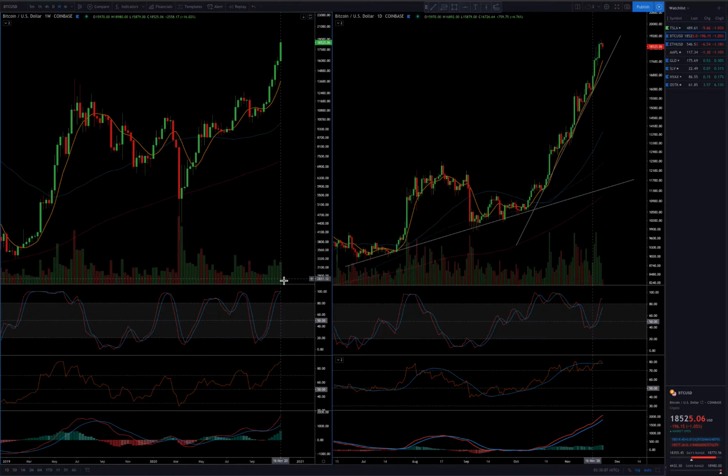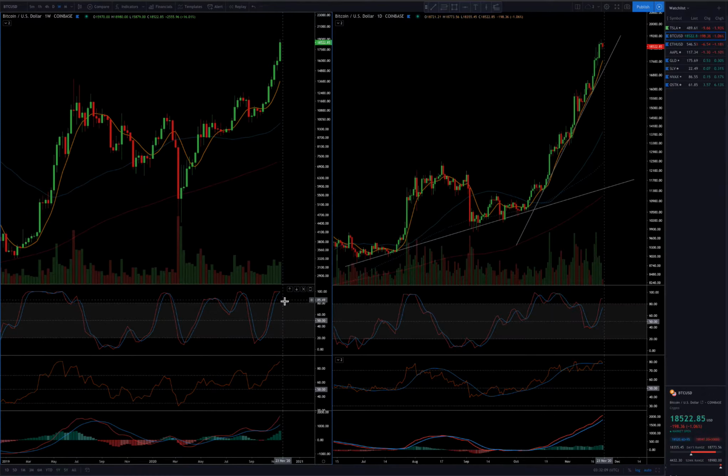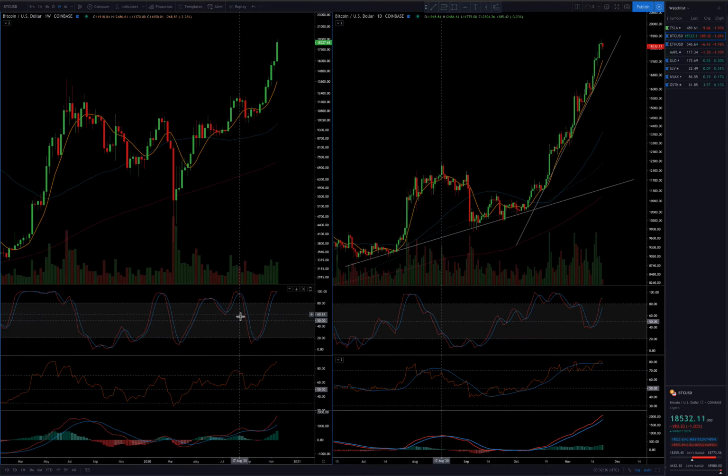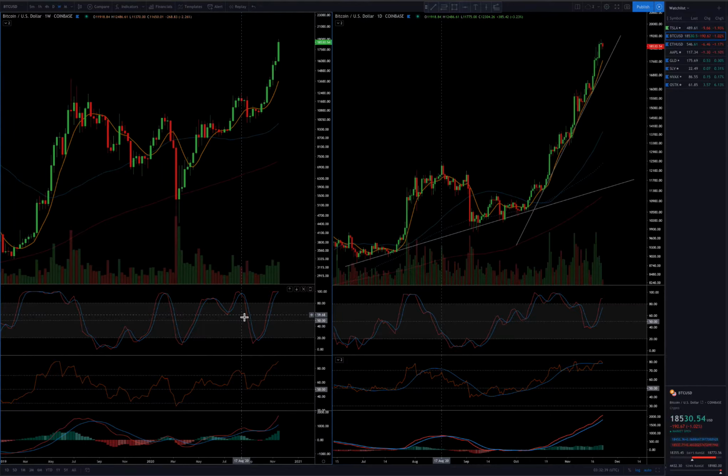And coming down here to my Stoch RSI, we see that it's potentially forming a cross on the Stoch RSI here, and that may indicate some weakness in momentum. As you can see in previous crosses on the Stoch RSI, it indicated short-term weakness, some consolidation in price before a move up.